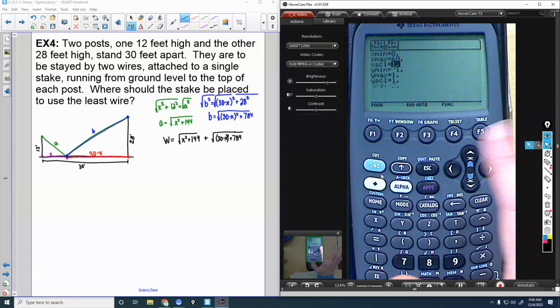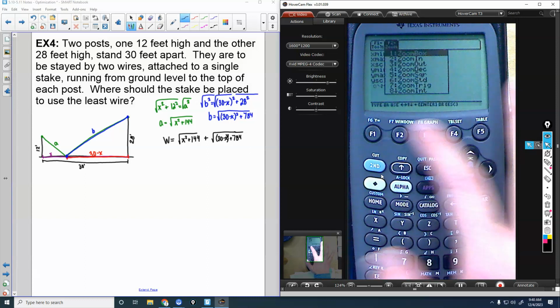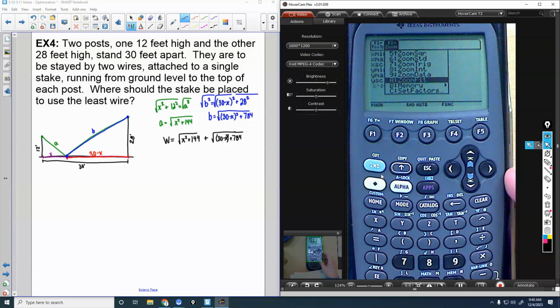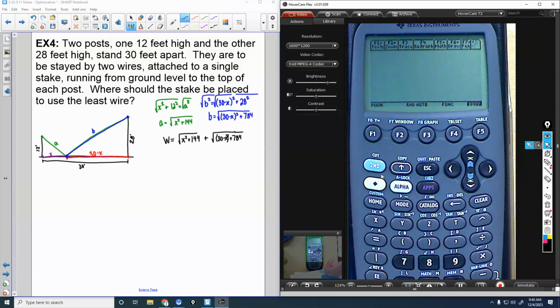on this, and I'm going to do zoom fit, and we'll just see if it works. I don't know if it will. The window can be very hateful on this. Desmos is so much easier. So I just went to the green button, F2. I changed my X-min to 0, X-max to 60. Okay, and I think this is going to work.